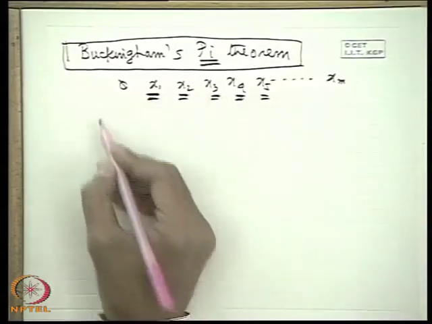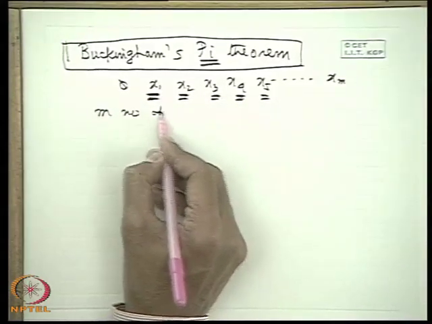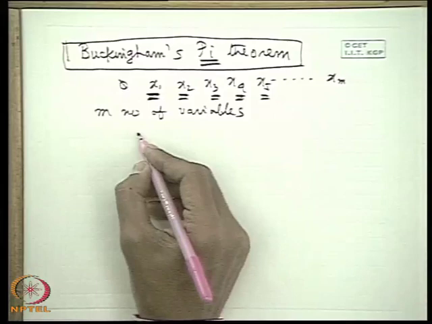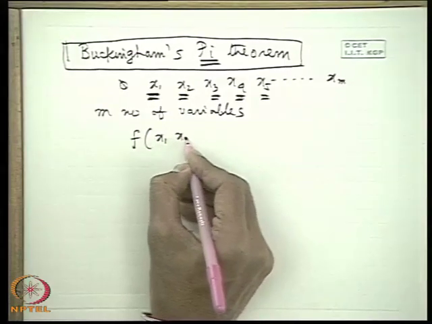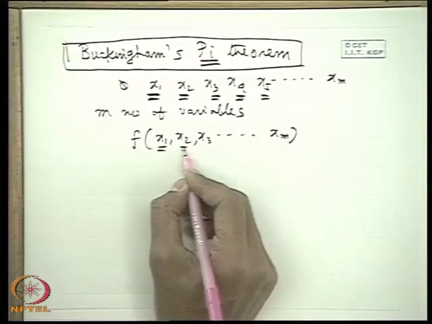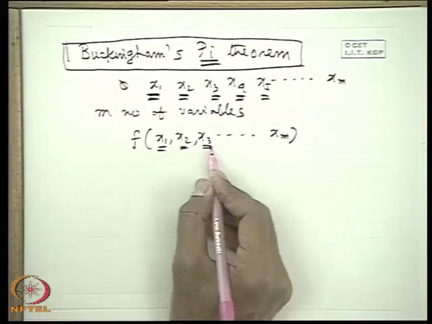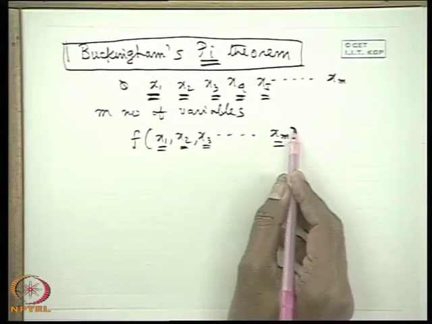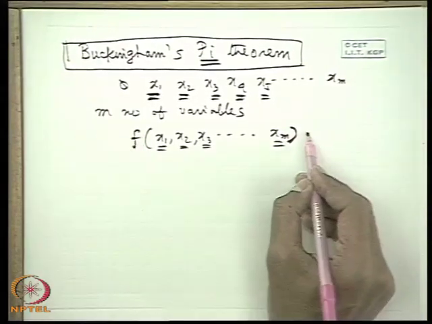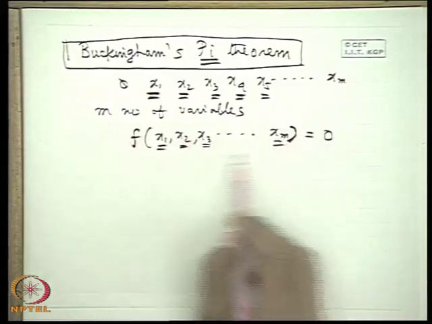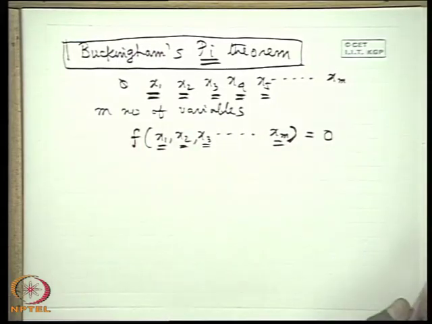So let us consider there are some m number of physical variables controlling, defining or describing a particular physical problem. Then analytically one can express the physical problem like that. If m number of physical variables, like x1, x2, x3, these are viscosity, density, velocity, pressure, like that, are involved in describing a problem, then we can express the problem analytically like this: function of x1 to xm is equal to 0, an implicit functional relation. Okay, m number of physical variables.